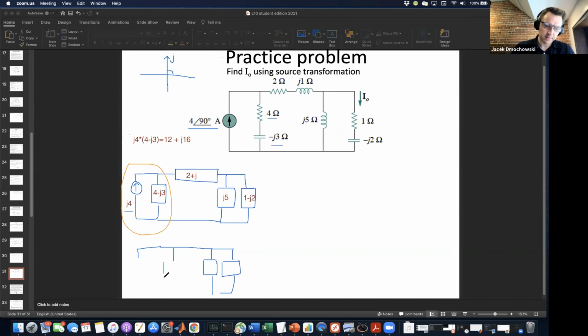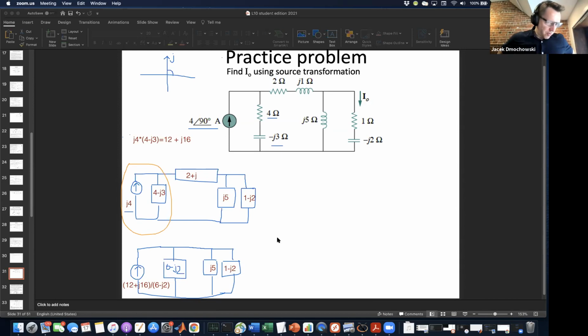So it's going to be, so this is again going to be 6 minus J2. And now the value of this battery is going to be equal to this, the 12 plus J16, divided by 6 minus J2. That's going to be over here. Because now I've gone from the previous step, there was a battery in series with 6 minus J2 to a current source in parallel with 6 minus J2. And this is still J5. And this is still 1 minus J2. Okay.